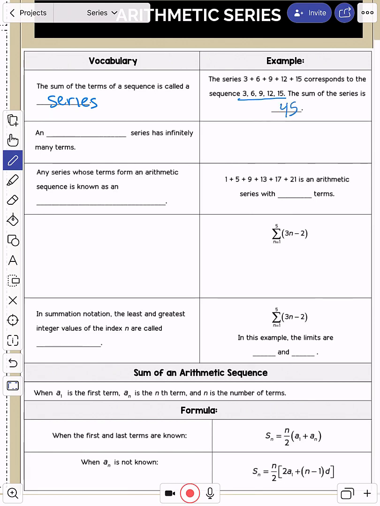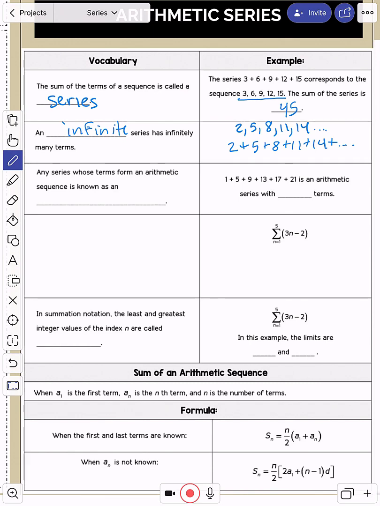If you happen to have an infinite number of terms, so let's take a different kind of sequence, let's say it was actually 2, 5, 8, 11, 14, and so on. Well, the series 2 plus 5 plus 8 plus 11 plus 14 goes on forever. So it's called an infinite series, and it actually has an infinite number of terms that are summed up.